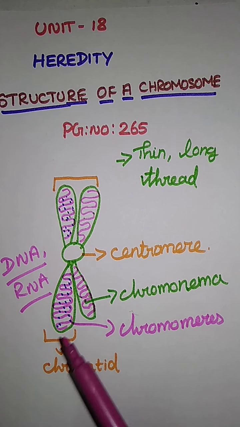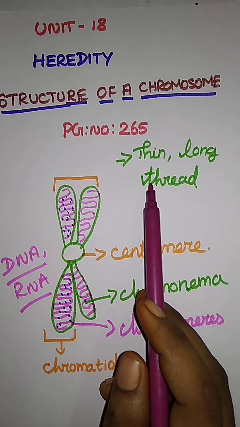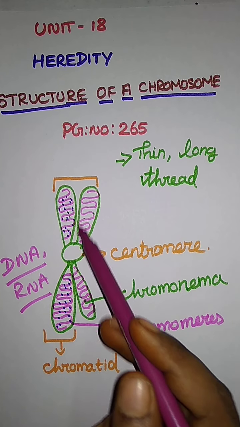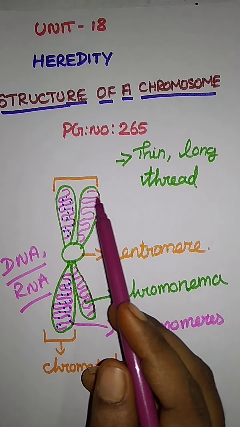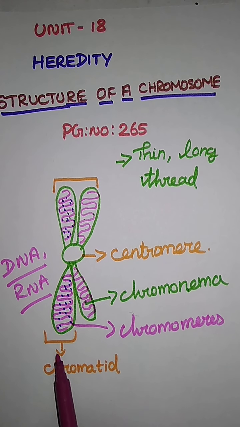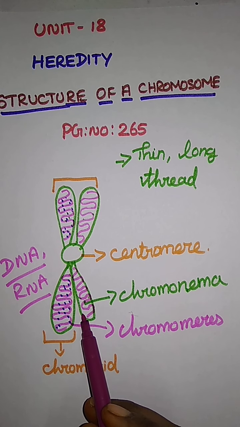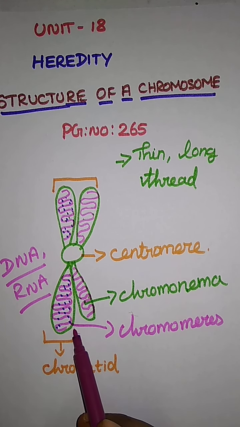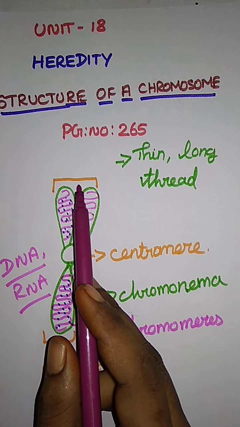Just recall once again what the structure of a chromosome is. First, there is a thin, long and thread-like structure. Here there are two sister chromatids. They are called sister chromatids because they lie near each other. This is one chromatid and this is the other chromatid. Both of them together are called a chromosome.